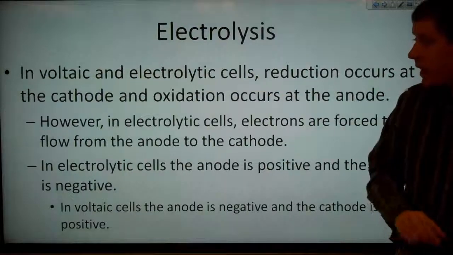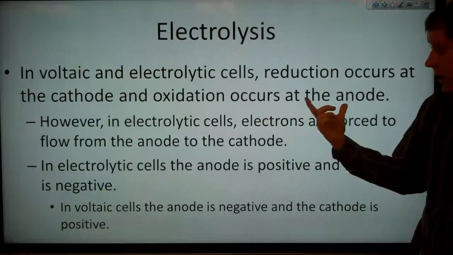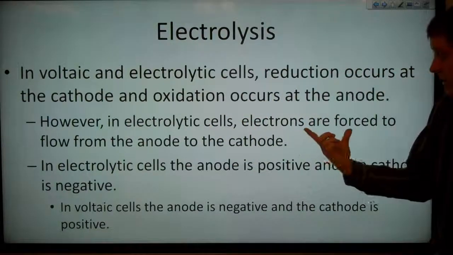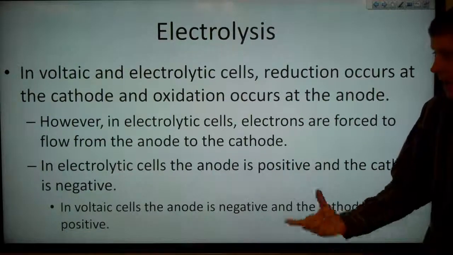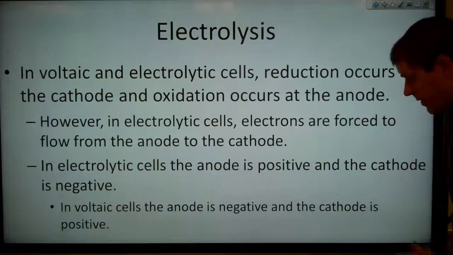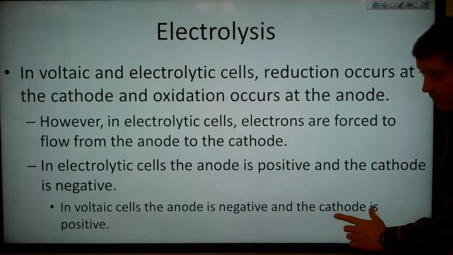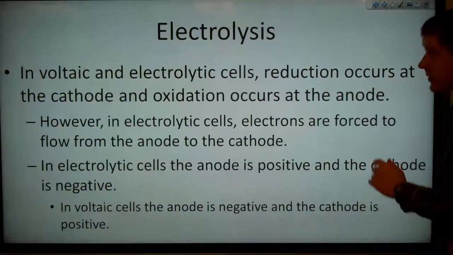So in voltaic and electrolytic cells, reduction is occurring at the cathode and oxidation is occurring at the anode. But in electrolytic cells, the electrons are forced to flow from the anode to the cathode. And in electrolytic cells, the anode is positive and the cathode is negative, whereas in voltaic cells, the anode is negative and the cathode is positive.